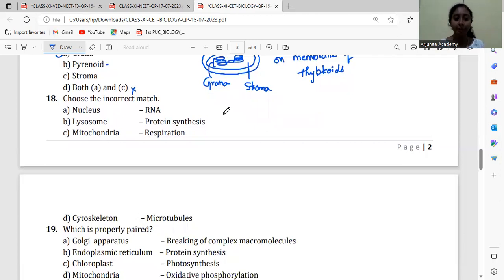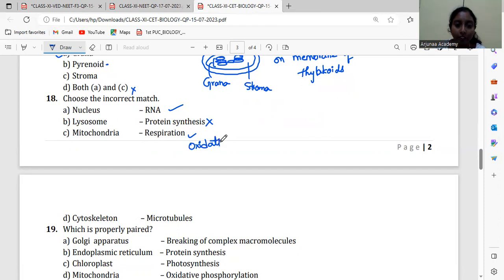Choose the incorrect match. So we shall see one by one. Nucleus, RNA. Yes, nucleus contains RNA. So it is a correct match. Lysosome, protein synthesis. Lysosome doesn't help in protein synthesis. What it will do? It helps to digest the foreign particles or the worn out cell organelles, right?